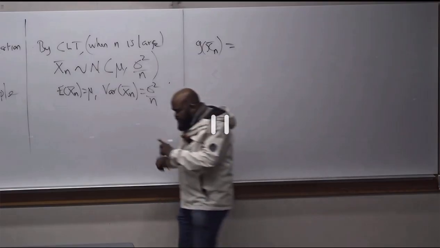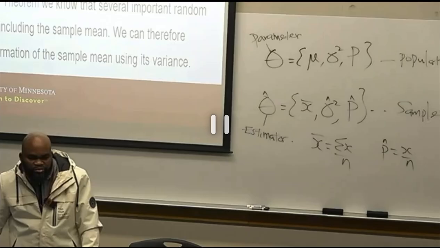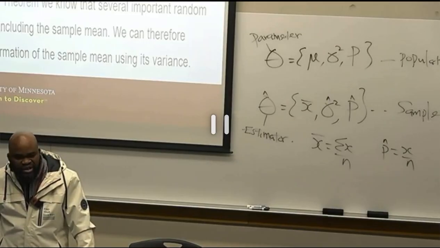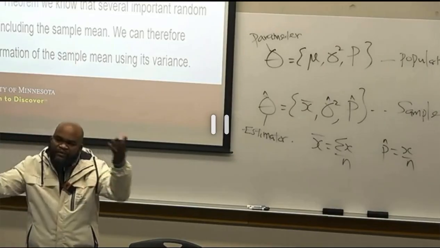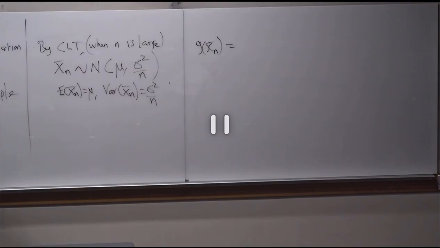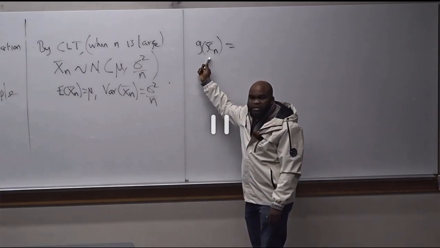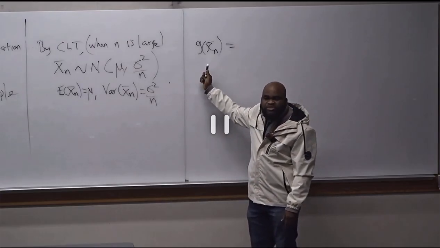Now, if I want to focus on a function of a sample mean, of course, that is nonlinear. A function of a sample mean could be the logarithm of a sample mean. It could be the reciprocal of a sample mean. It could be the square root of a sample mean. It could be whatever function of a sample mean. Now the question is, how can we determine the asymptotic behavior?